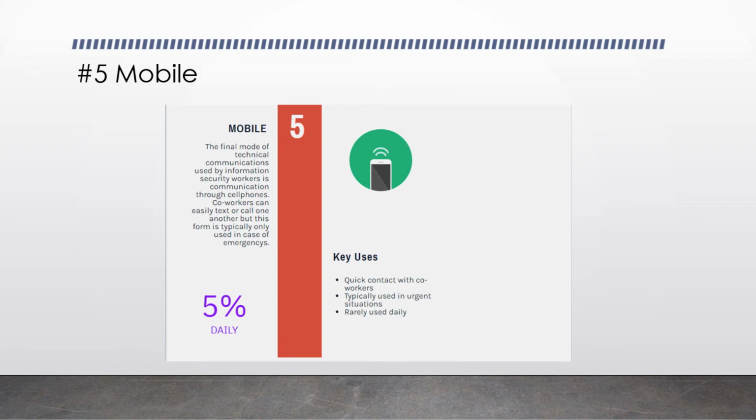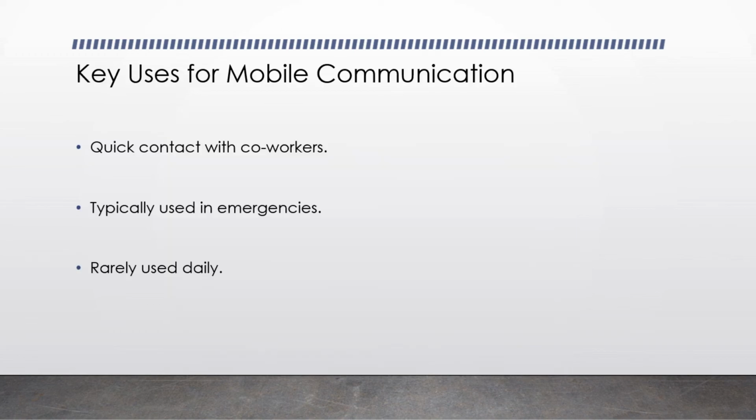The fifth mode of communication is through mobile. Coworkers can easily text or call one another, but it's only really used in case of emergencies, and my dad only uses it like 5% of his day. So some of the key uses are quick contact. Like I said before, it's not really used too often, but if you really, really need to get a hold of someone, then you would probably call them instead of emailing them or messaging them on Slack or a Zoom call, something like that.